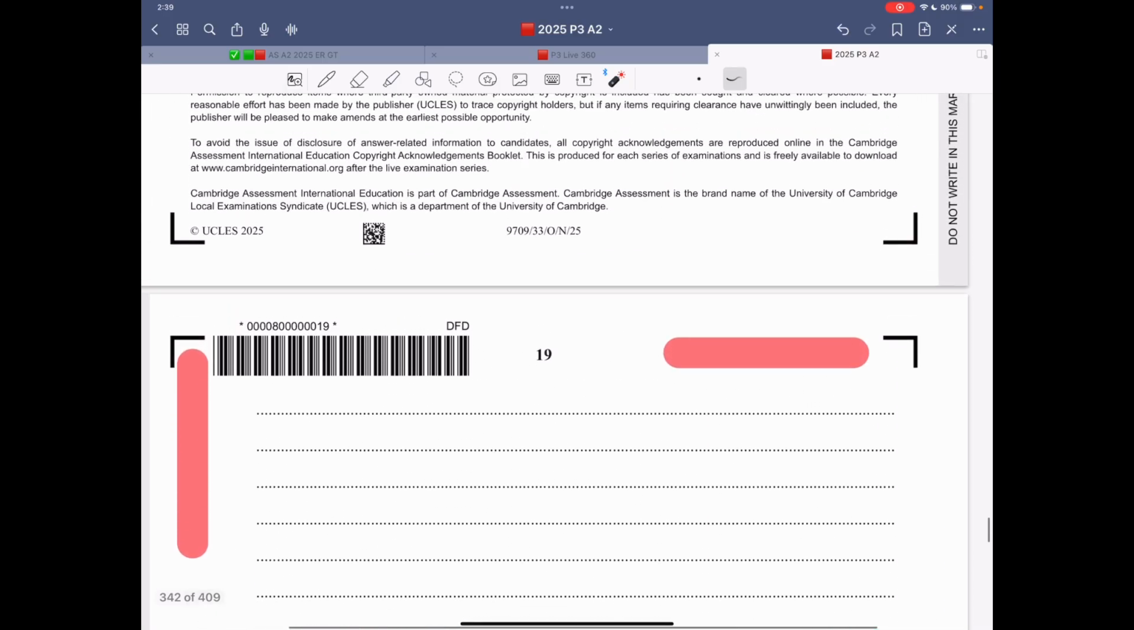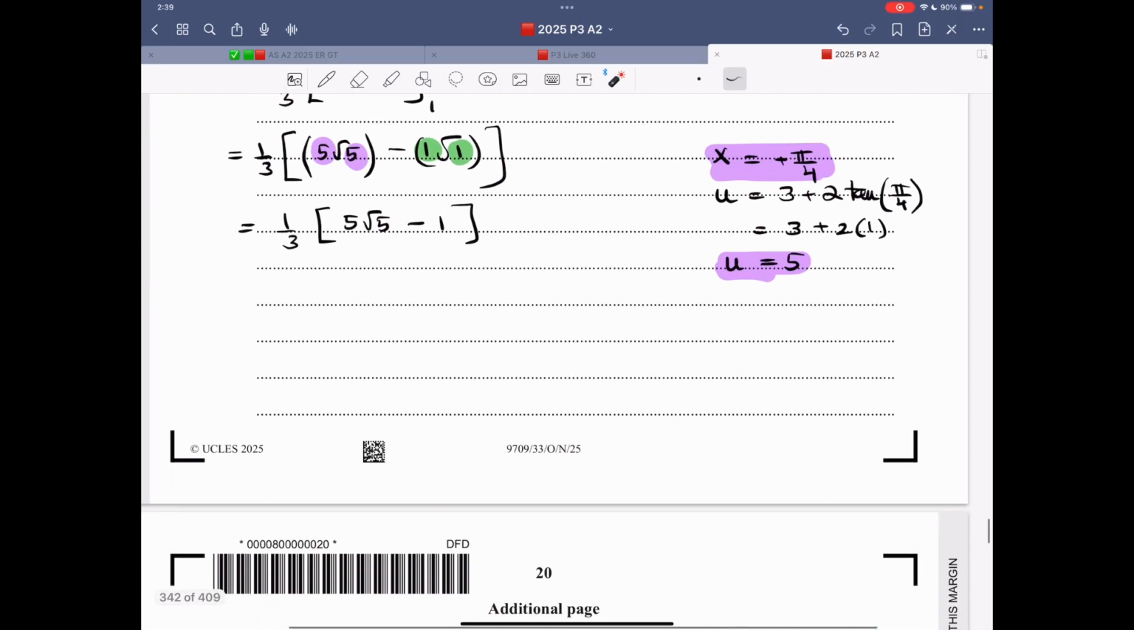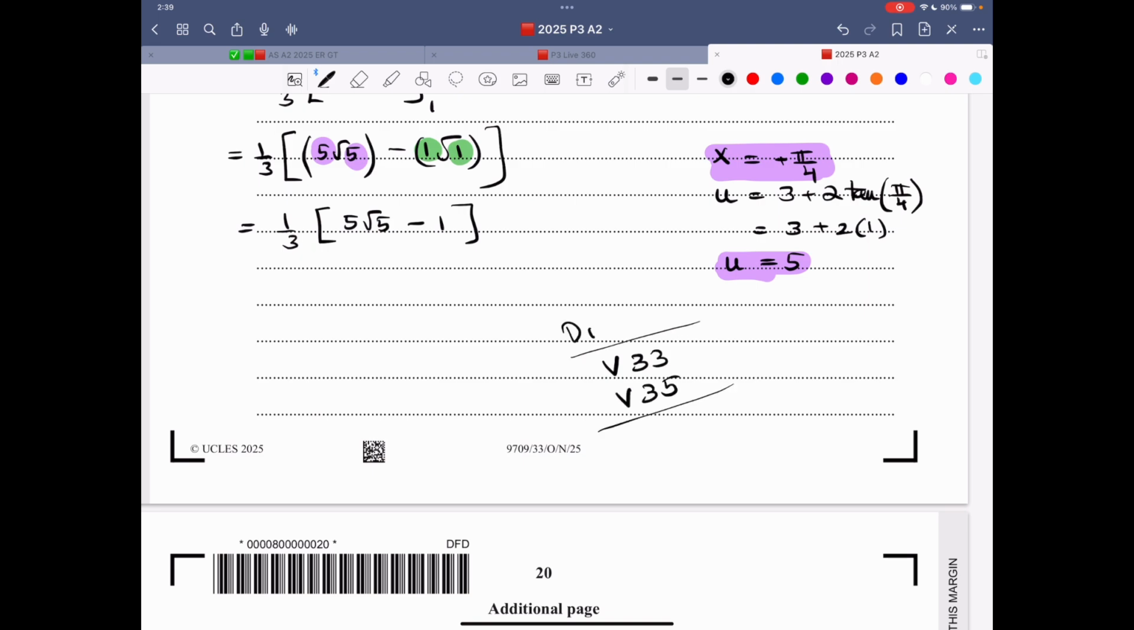So now we are all done and dusted with our variant 33, variant 35, and we did questions on differentiation, we did questions on integration. This is from May, June, actually October, November, because I'm mixing things up over here because there are so many papers. So October, November 2025.